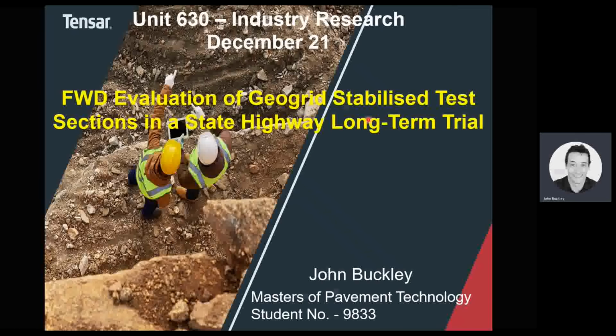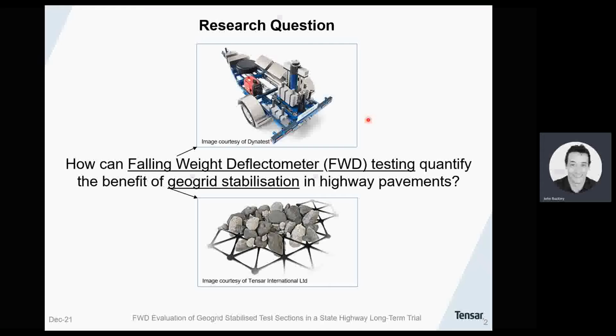Hi, I'm John Buckley, and my topic for the Industry Research Unit is Falling Weight Deflectometer, or FWD, evaluation of geogrid stabilised test sections in a state highway long-term trial. The research question associated with this topic is how FWD testing can quantify the benefit of geogrid stabilisation in highway pavements. Let's now look at each of these main underlined points individually.